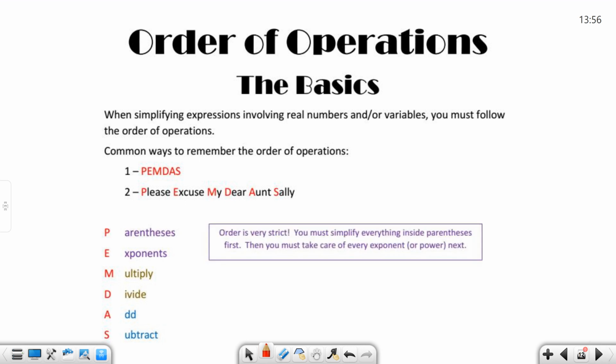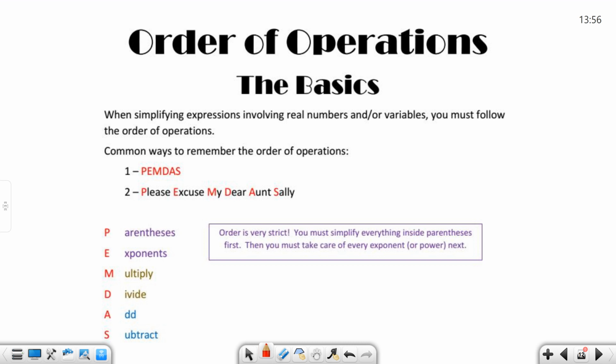So the order of the parentheses and exponents is very strict. You must simplify everything inside the parentheses first. Then you must take care of every exponent or power next. There is no ambiguity. There's no doubt. You can't go, oh, well, I feel like doing the exponents first this time. No.